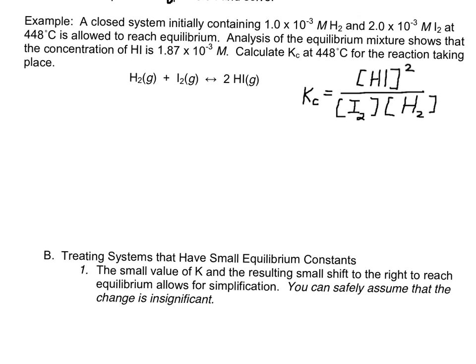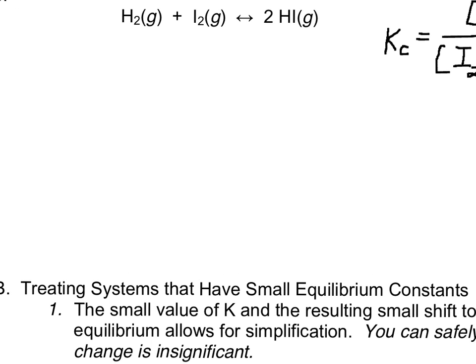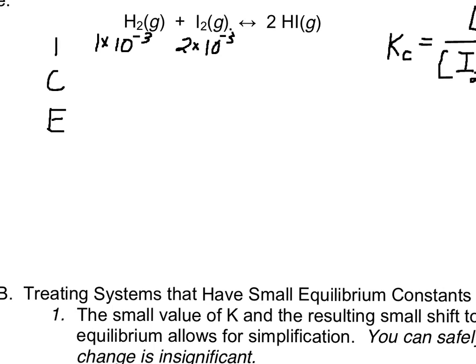And now I'm going to set up an ICE table. I'm going to make this a little bigger, otherwise I won't be able to fit everything on here. Alright, an ICE table: I is initial, C is change, E is equilibrium. If I look back at my problem, it tells me the initial concentrations of the H2 and I2, so I'm going to go ahead and plug those in. And initially we don't have any HI in the container at all, and that's going to be true for a lot of these. And then it tells us it's allowed to reach equilibrium, and it says that the concentration of the HI at equilibrium is 1.8 times 10 to the negative third. So that's going to be the value for E for my HI.